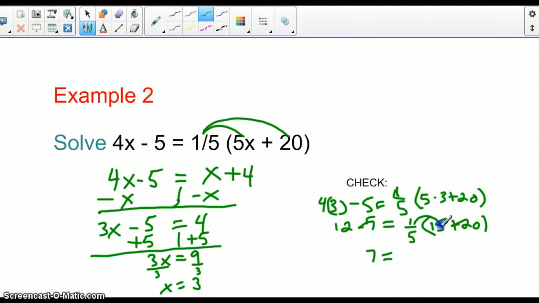And then if we do 1/5 of 15, 15 divided by 5 is 3. And 1/5 of 20, 20 divided by 5 is 4. 3 plus 4 is 7. So we got a 7 on both sides, which means this should work. It does work.